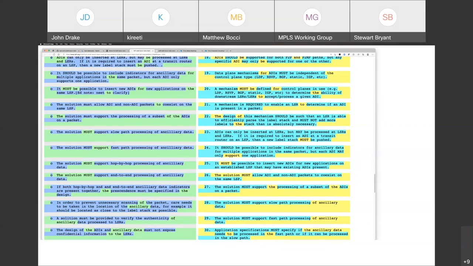I mean, we can change this to "if ADI is" rather than, I was really just trying to say that the ancillary data must be identifiable. Yeah, but that's the point of an ADI in a way. ADI is a specific mechanism. There must be a way of identifying and delimiting the ancillary data and the network actions.